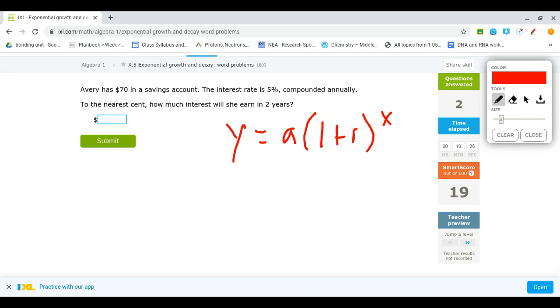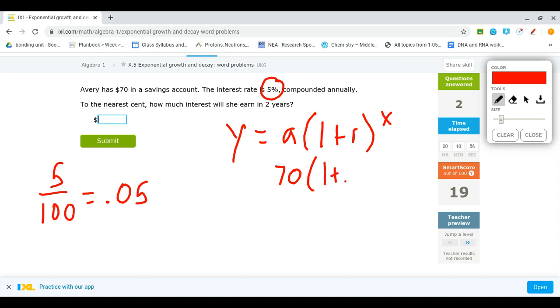Avery has $70 in a savings account. That $70 represents her starting amount, which is A. The interest rate is 5%. Again, that 5% has to be written as a decimal. 5 divided by 100 gives us 0.05 as a decimal. To the nearest cent, how much interest will she earn in 2 years? So 2 is my time interval. I'm solving for y.